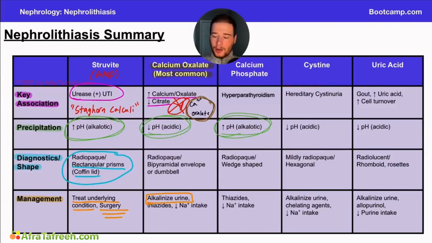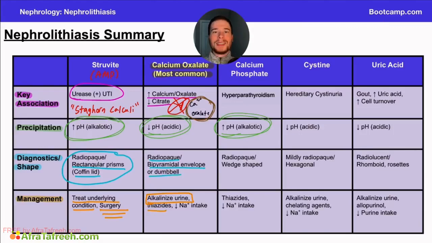The diagnostics here include knowing that this is also a radiopaque stone, and that is to say it's going to show up as a bright white color on X-ray or CT, and that the shape of these are sometimes described as being envelope shaped or dumbbell appearing. Finally, our last couple of management options include thiazides.